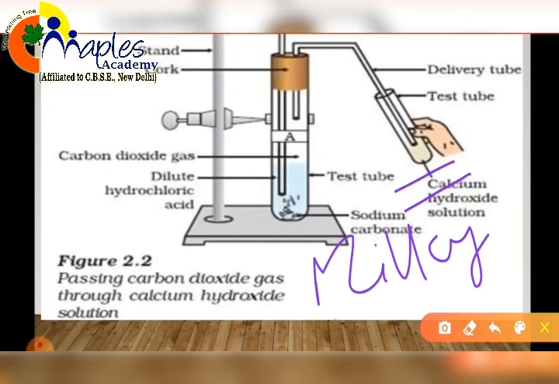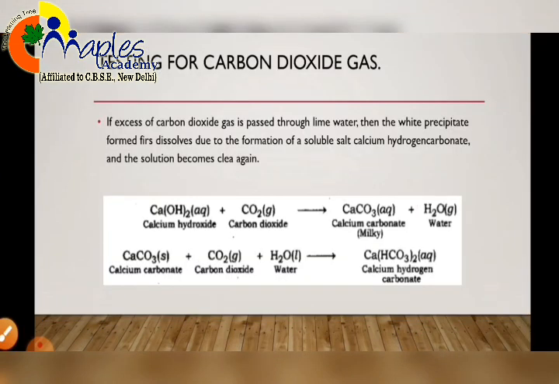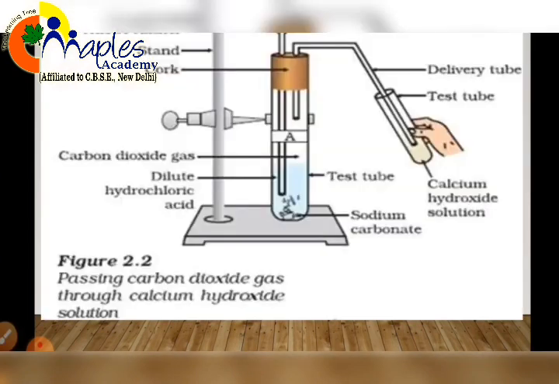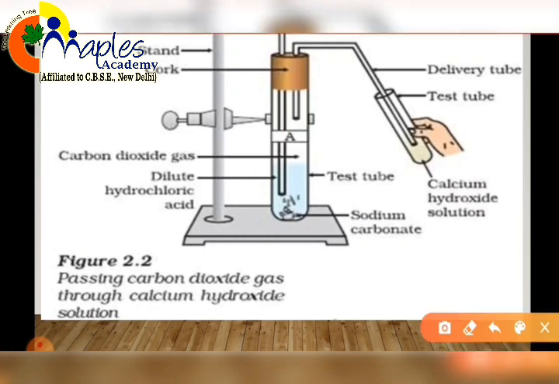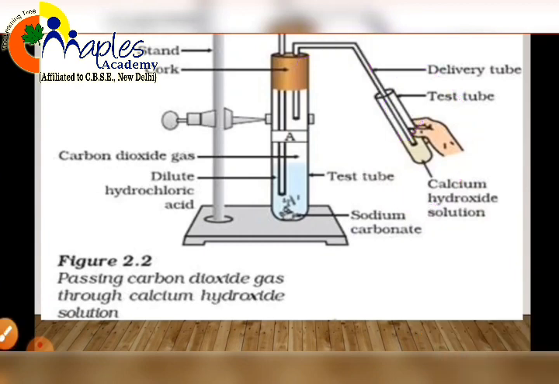So this is the whole setup we have taken here, right? You can see we have taken a test tube in which sodium carbonate is present. We have added dilute hydrochloric acid, sealed the test tube and passed the gas through the delivery tube into another test tube having slaked lime, or we can say lime water, or the calcium hydroxide solution. So it turns milky in appearance.